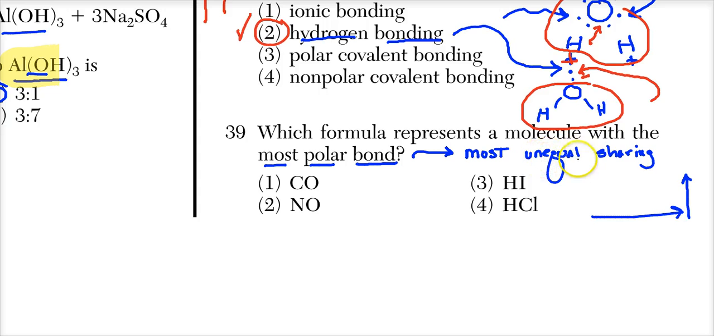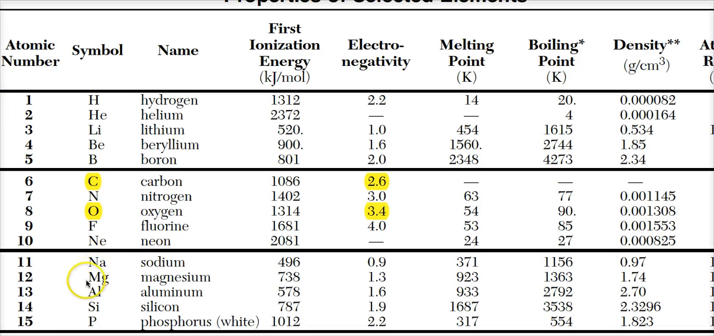Now, who is sharing the most unequally? Well, who has the greatest difference in electronegativity? So how do I know that? Well, the best probable way to do this is go through your Table S again. So we have carbon and oxygen. Let's go find their electronegativity. So at Table S, we see that carbon has an electronegativity of 2.6 and oxygen has an electronegativity of 3.4.